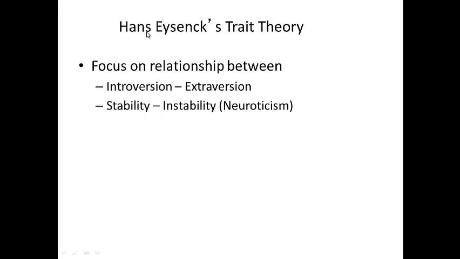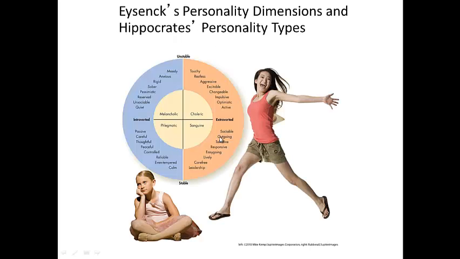Eysenck, on the other hand, developed a trait theory, and it actually relates back to Hippocrates' theory, focusing on the relationship between introversion and extraversion along one axis, and stability and instability along another axis. And by looking at the relationship between these, you can determine, according to Eysenck, an individual's personality. So here's the graph that would explain how this idea would work.